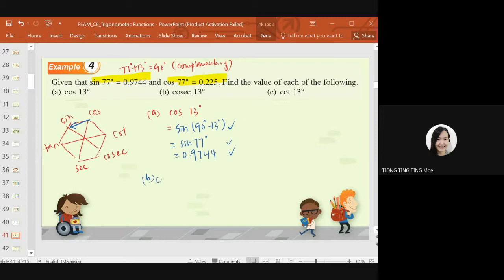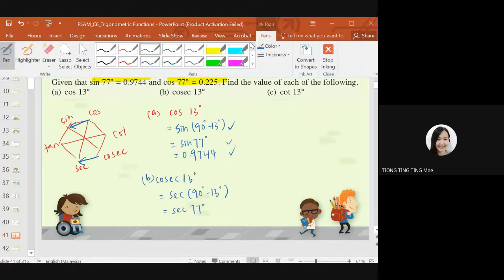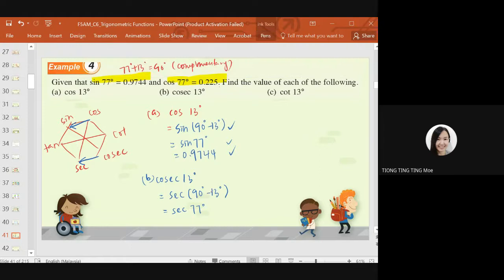Then for B, cosec 13 degree. Okay, we find the complementary for cosec. Cosec is here. Complementary is sec, 90 degree minus 13 degree. Complementary. So it's sec 77 degree. Sec was not given, right? They gave sin and cos. We change to reciprocal. This one you know, right? We change to reciprocal. This one no need to look at the hexagon. You can remember already, right? This is easy. You need no reference to this one, right?